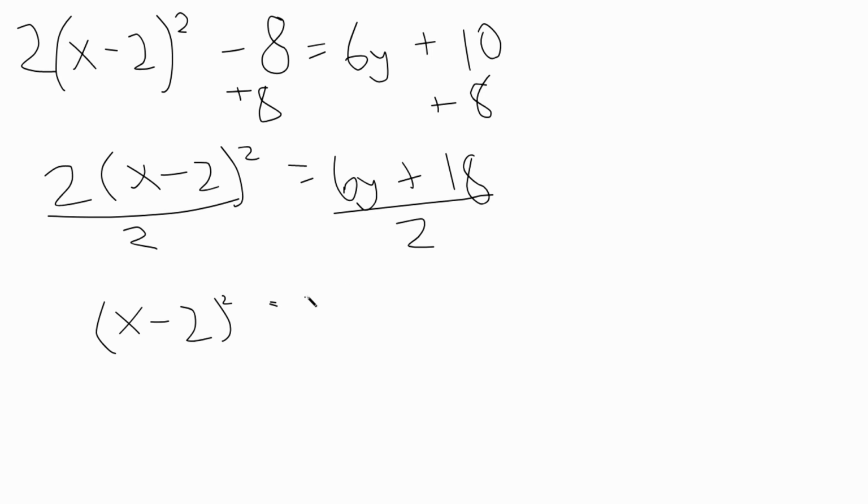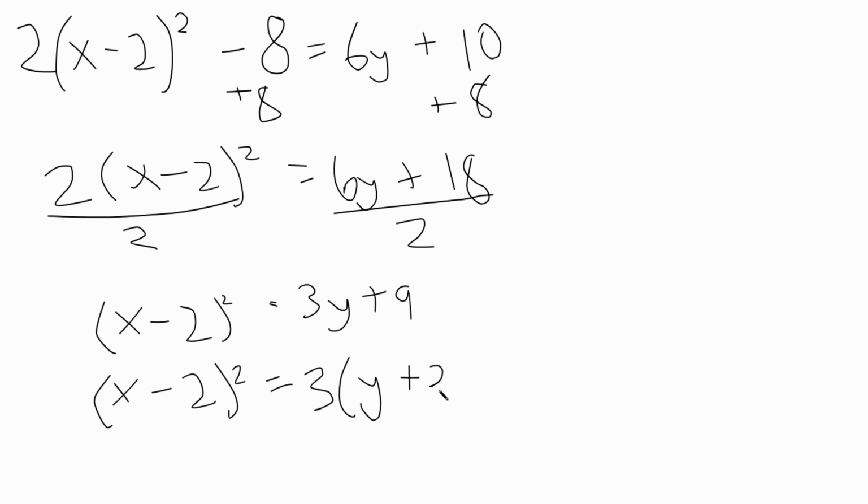We divide 2 on both of these. It becomes 3y plus 9. Now factoring is still just as easy. We just factor out the 3 here. So this x minus 2 still comes down, and we factor out the 3 to get the p-value or the focal length. I don't really know why we call it p, but it's called p. We factor out the 3 and it becomes y plus 3.